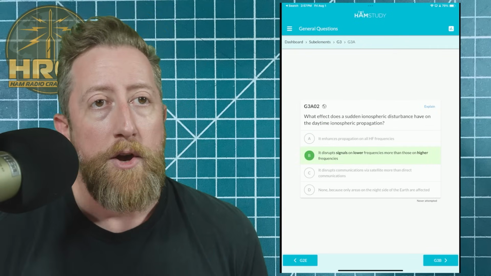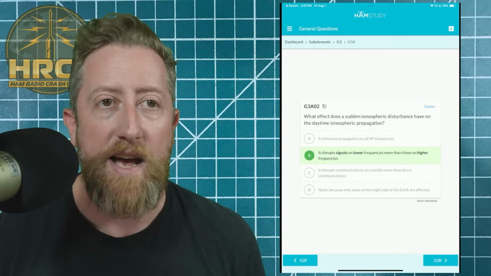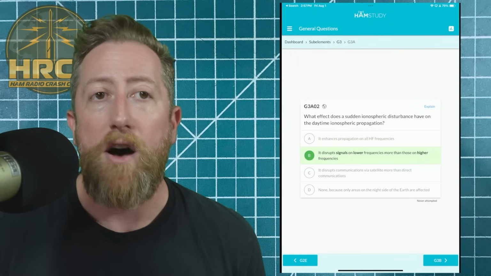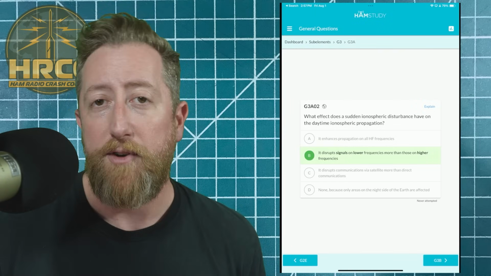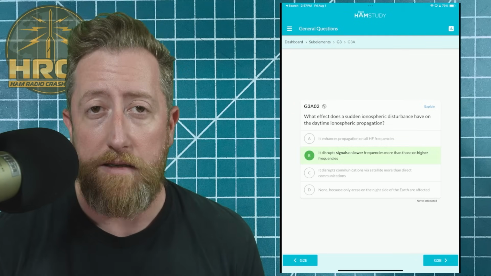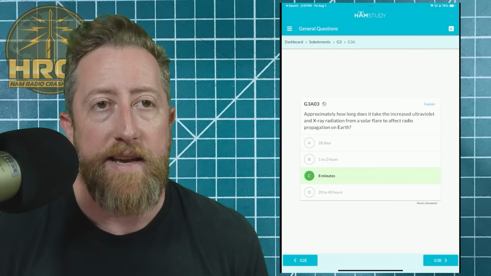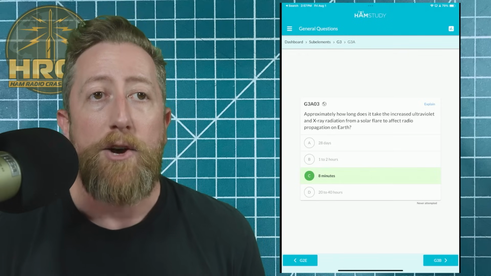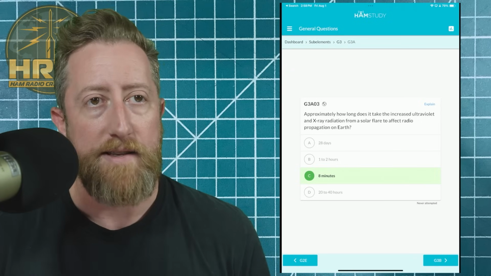Question 2. What effect does a sudden ionospheric disturbance have on the daytime ionospheric propagation? And B, it disrupts signals on lower frequencies more than those on higher frequencies. So yeah, if you're on 20 meters and lower, you can get some disruptions if there is a disturbance in the ionospheric force. Question 3, approximately how long does it take the increased ultraviolet X-ray radiation from the solar flare to affect radio propagation on Earth? 8 minutes, basically traveling at the speed of light.